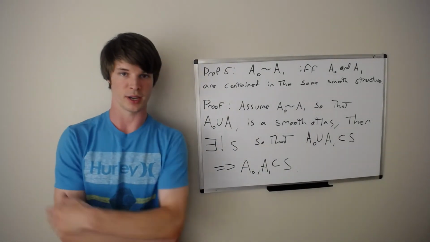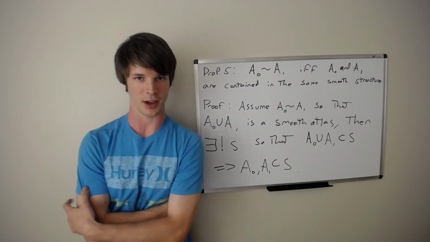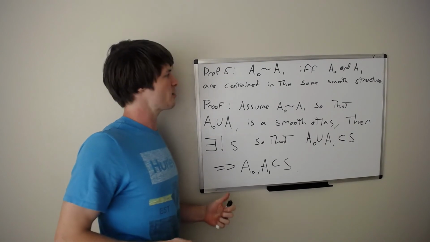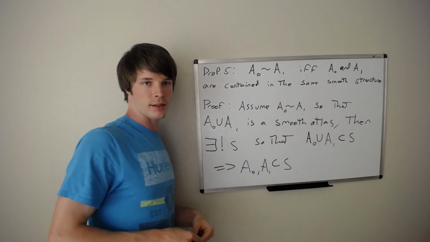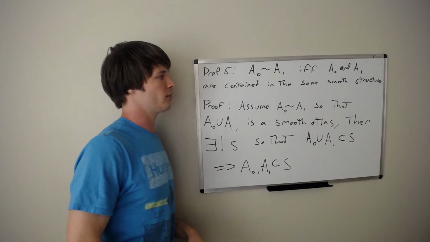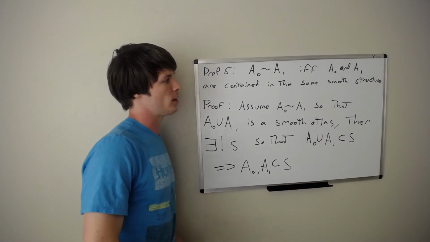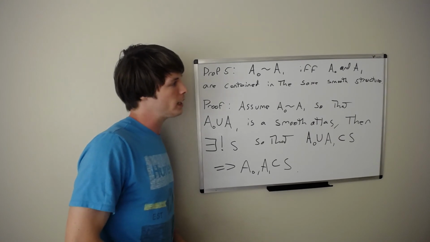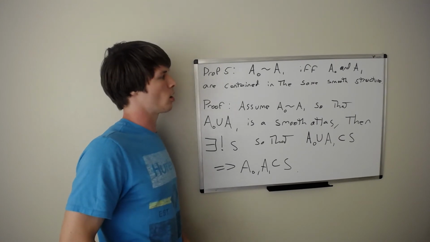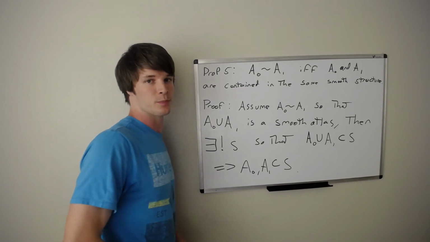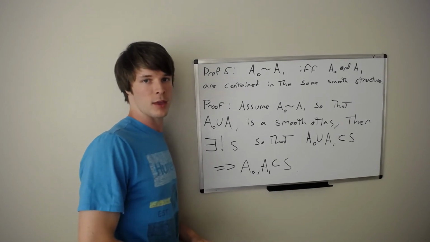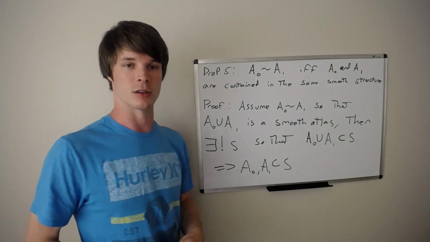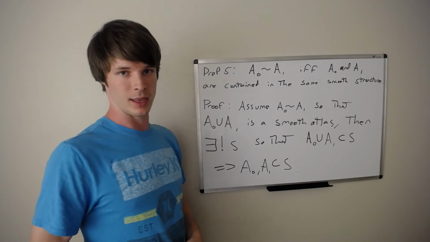All right, we're drawing closer and closer to actually defining smooth manifolds. So now I want you to believe that if I have two smooth atlases, A0 and A1, then A0 is compatible with A1 if and only if A0 and A1 are contained in the same smooth structure. So compatibility requires that both smooth atlases end up living in the exact same smooth structure.